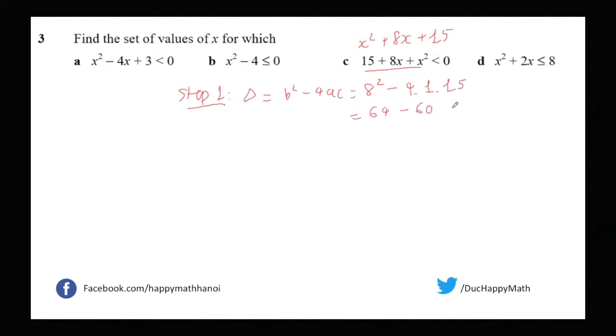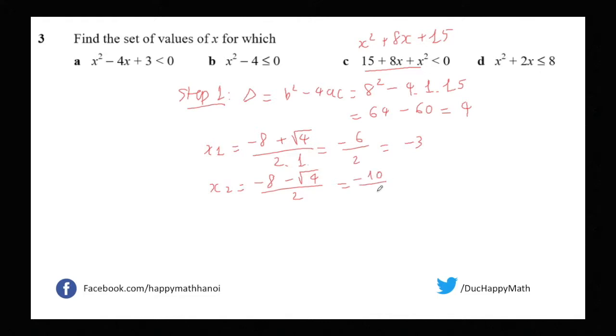64 minus 60 equal to 4. So x1 will be equal to minus 8 plus square root of 4, divided by 2a, it means 2 times 1. So this one is minus 6 divided by 2, which is minus 3, and x2 will be equal to minus 8 minus square root of 4, divided by 2. So this is minus 10 divided by 2, equal to minus 5. And step 1 is finished.